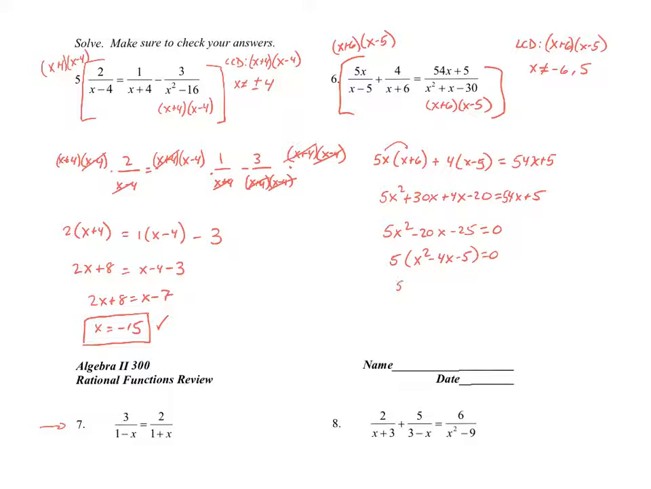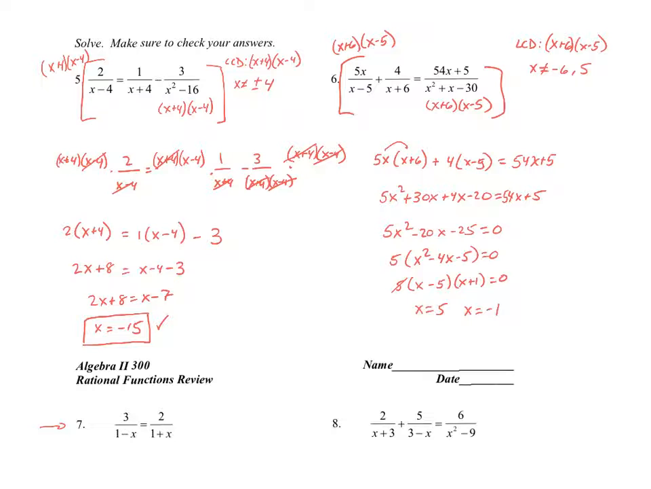And so I have 5 times x minus 5 times x plus 1 equals 0. I could divide both sides by 5 and that goes away. And so I'm left with x equals 5 and x equals -1.